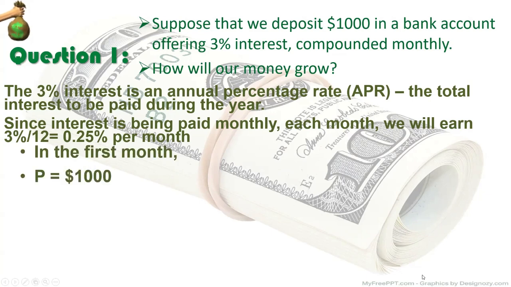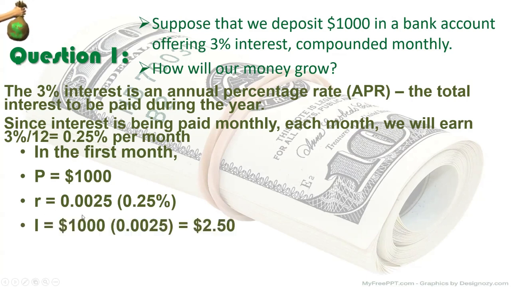So in our first month, our principal is the $1,000 that we deposit in the bank. The rate, remember, we have to put in decimal form, so that'll be 0.0025 from our 0.025%. We converted that into a decimal. So our interest, as we found on the whiteboard, is equal to multiplying 1,000 times 0.0025, which is equal to $2.50.